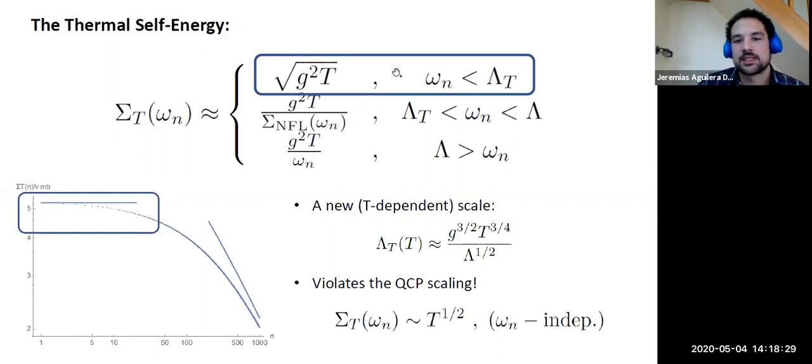And also very importantly, this happens for frequency below a new scale. This is the new dynamically generated scale. Of course, this scale depends on the temperature and it goes to 0 at the critical point. As we know, it plays no role there. But at finite temperature, this scale exists and it determines a region in which the fermionic excitations might acquire a scaling behavior which violates the quantum critical point scaling. So we will see how this materializes in our model. But this is, by now, the solution.